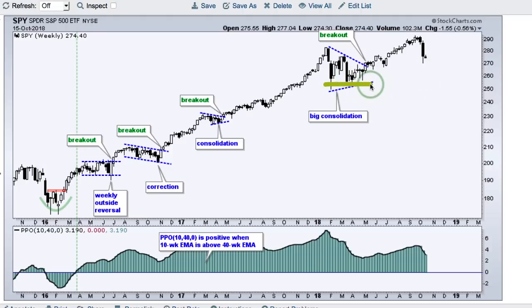Am I going to mark support here? No. And I'll tell you why. Because if I am bearish and I think prices are moving lower, or I think the chances are prices move lower, then support really doesn't matter. It's expected to break.